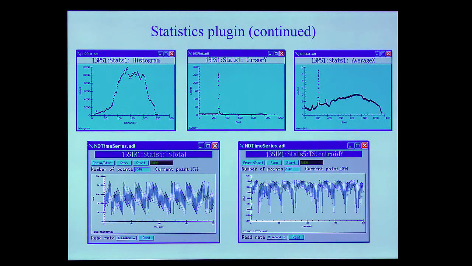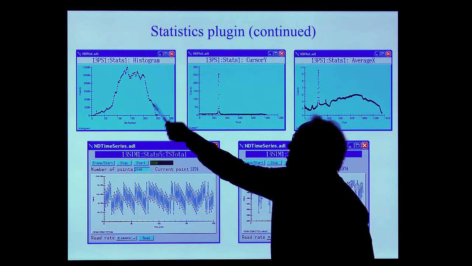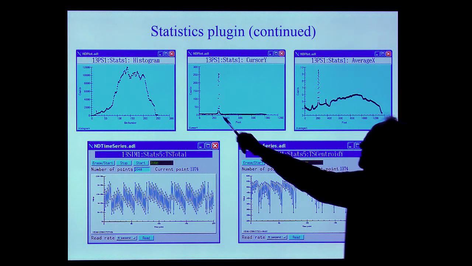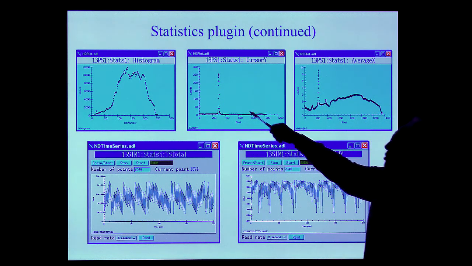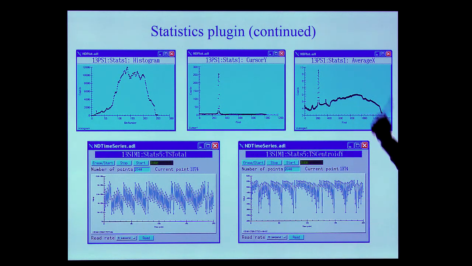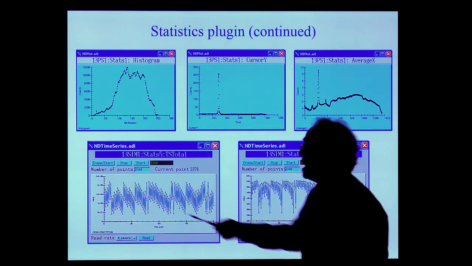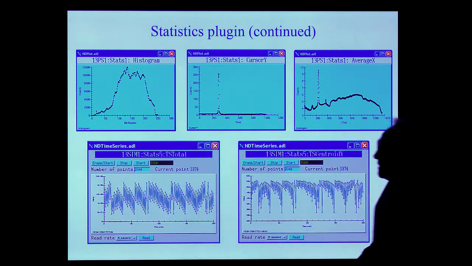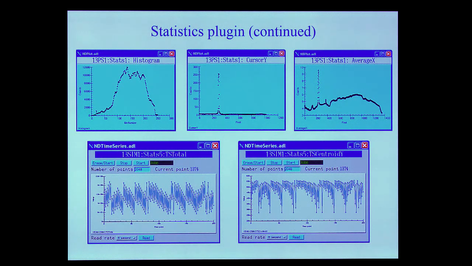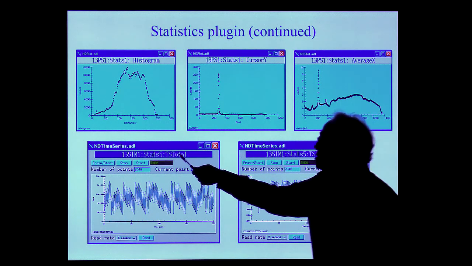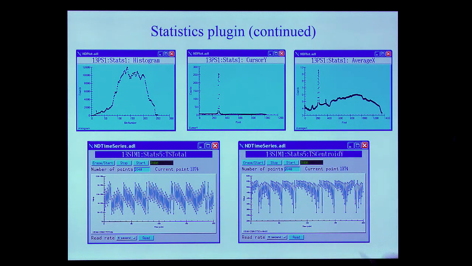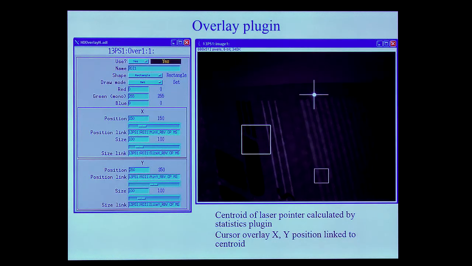So these are examples. There's a histogram of the image. That's the cursor Y, the average X. These are time series now, so this is time versus intensity. This is the total counts, and this was the centroid in the Y direction.